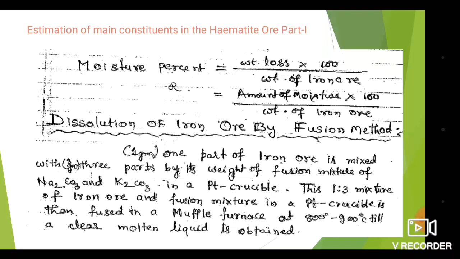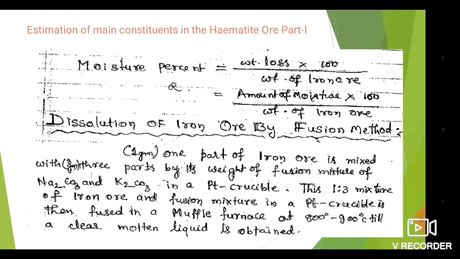Next step is the dissolution of iron ore by the fusion method. If you want to estimate the amount of a metal present in the ore, whether iron, magnesium, calcium, or silica, then the first step is to fuse the ore to dissolve the substance, that is, make a solution form of this ore.